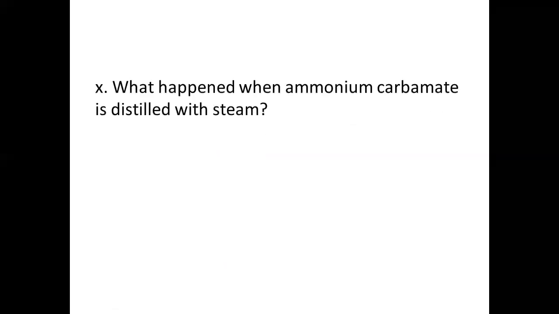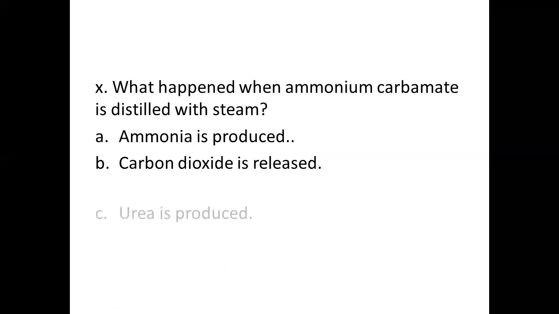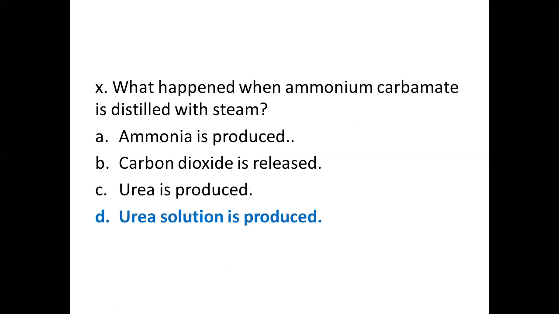What happens when ammonium carbamate is distilled with steam? Urea solution is produced. The urea solution is then passed into an evaporator and then to the prilling tower to form prills or granules of it. So after the distillation, the product form is liquid, a solution of urea.